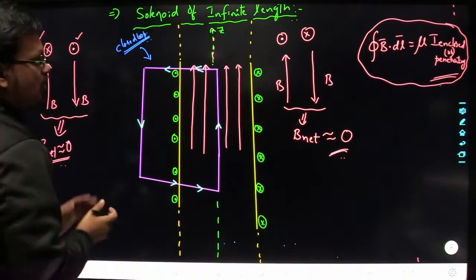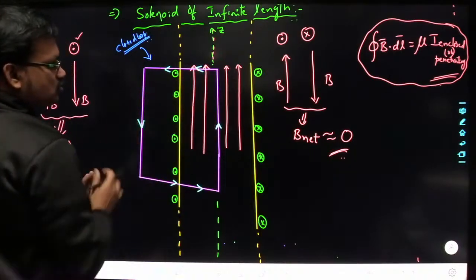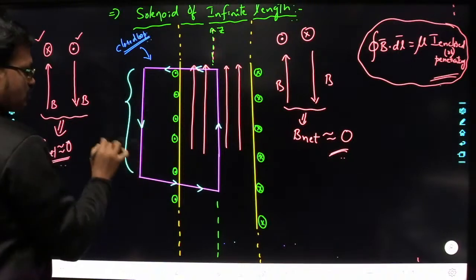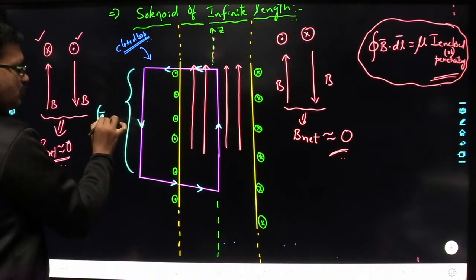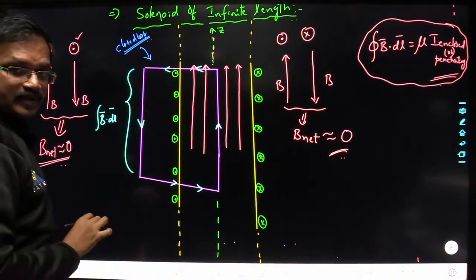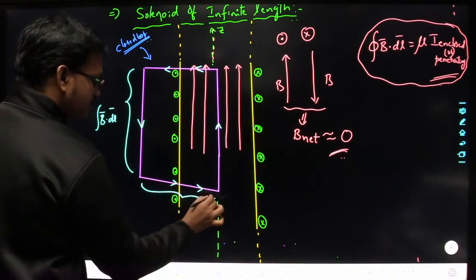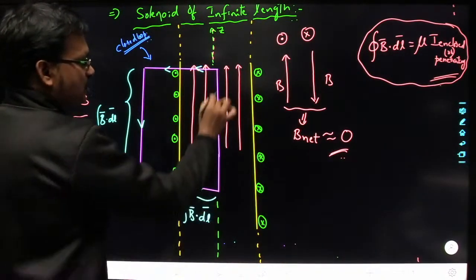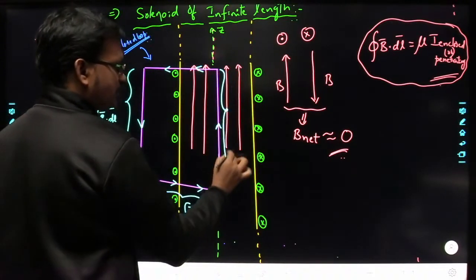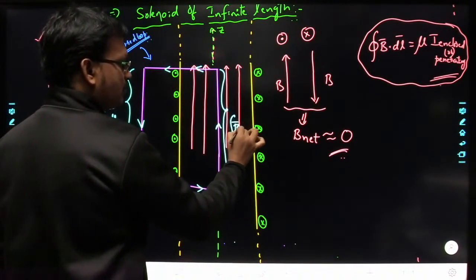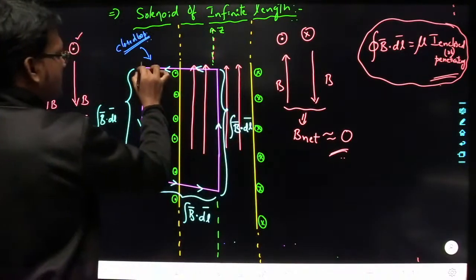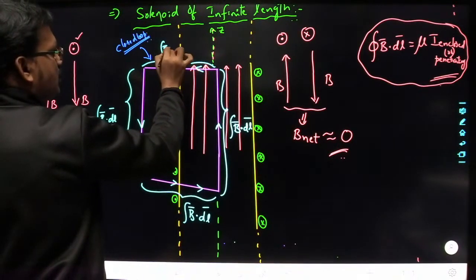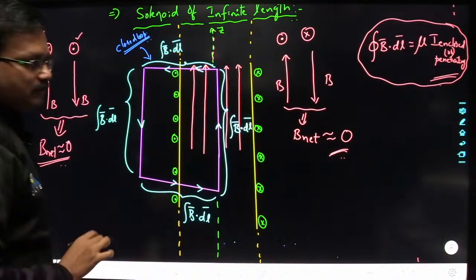Understood? So what do we mean by the circulation of the B field around this closed loop here? What you have to do is, along this length here, you have to determine the integral of B bar dot dL bar. Next, along this length, you have to determine the integral of B bar dot dL bar. Next, along this length, the integral of B bar dot dL bar. Similarly, along this length, you have to determine the integral of B bar dot dL bar. Understood?